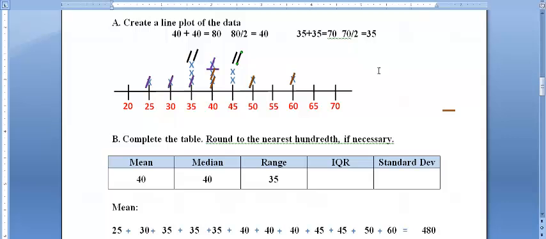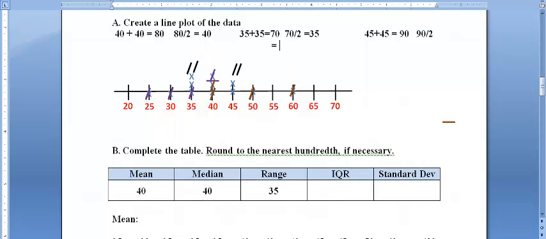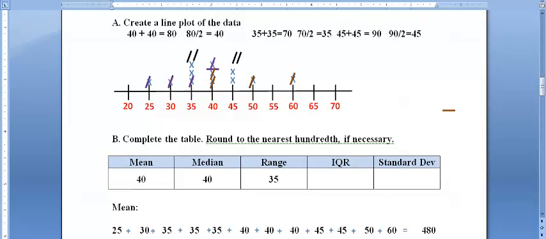45s. So again, same process. Do 45 plus 45, and that gives me 90. Well, then I just take 90 divided by 2, and I should get 45. Let me bring that up on this line. There we go.